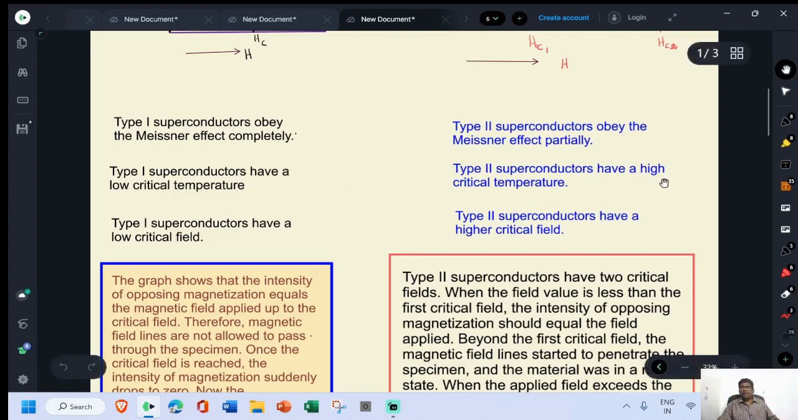The type 2 superconductors have a higher critical temperature. And type 1 superconductors have a low critical field. If you apply a lesser field, you may convert the superconductor into a normal conductor. If you provide a high field, even though, the material is not changed into a normal conductor. Therefore, type 2 superconductors have a high critical field.